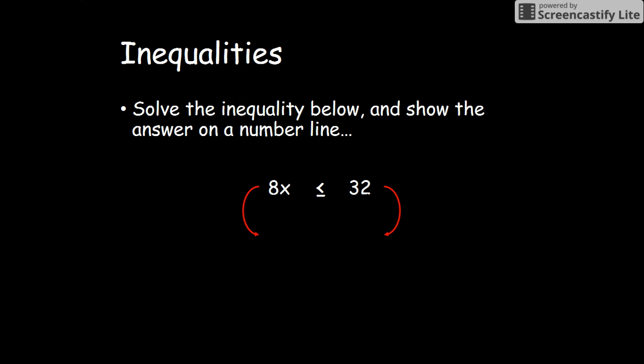We want to get rid of our 8x, so we divide by 8, and we are left with x is less than or equal to 4. So think about it. Open dot or closed dot? It's going to be a closed one, a full one. Greater than or less than, we're saying that x is less than. So the arrow should go to the left.